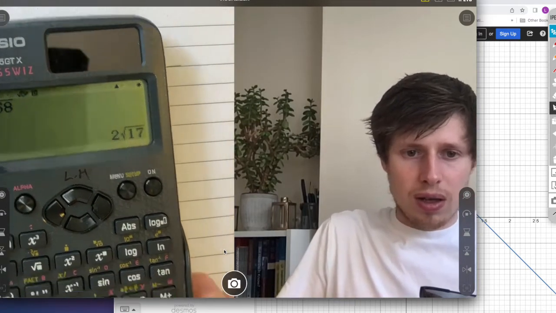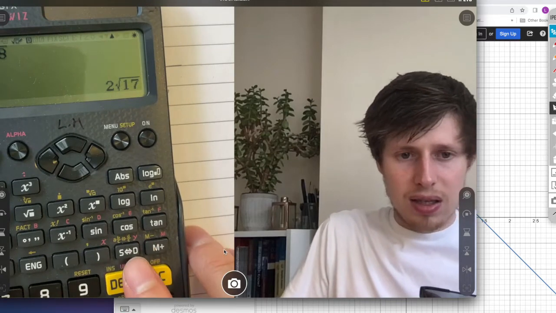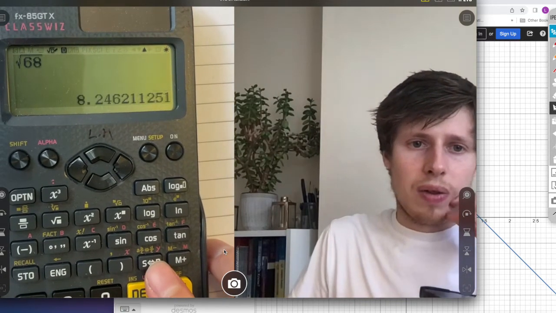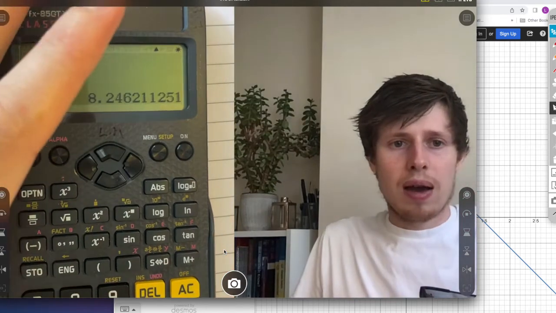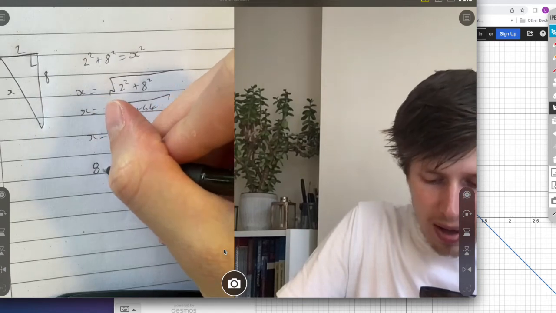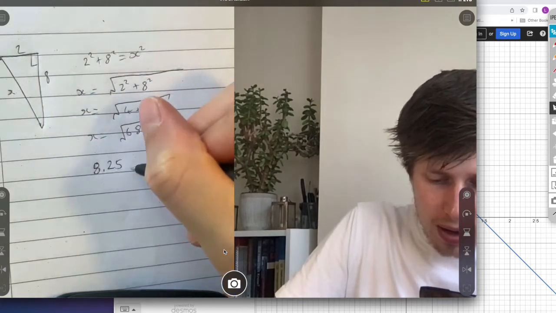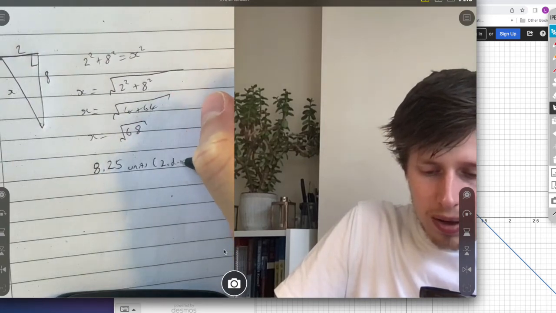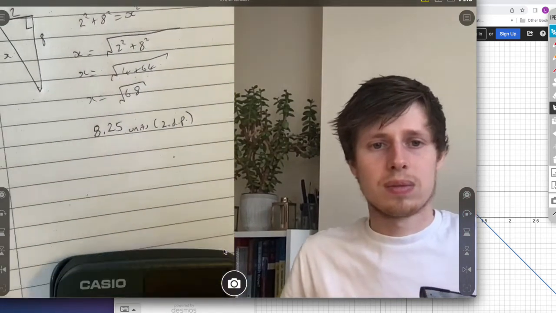2 root 17. Okay, this button here, S to D, basically changes the form of the answer. So I want that to be in a nice decimal. There we go. 8.25 to 2 decimal places. 8.25 units to 2 decimal places. Alright, so we've got that.